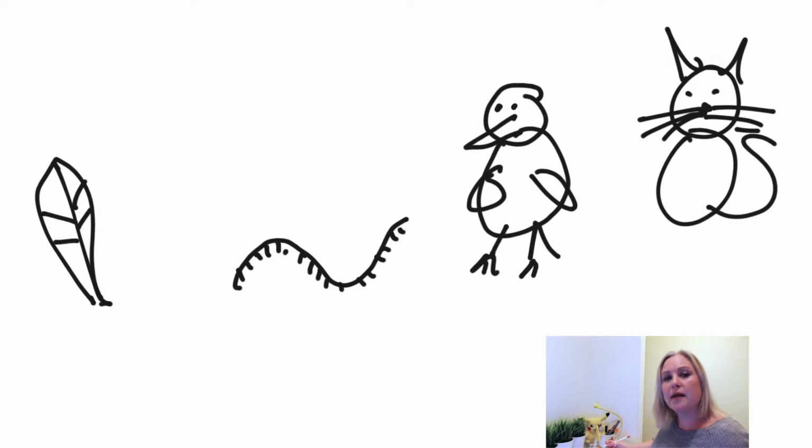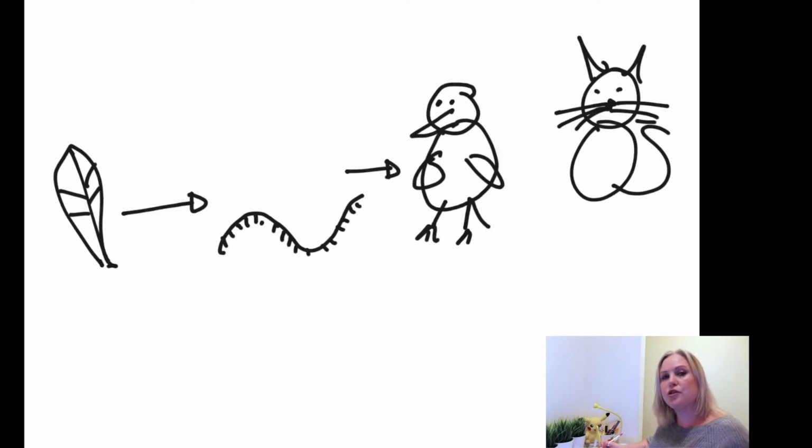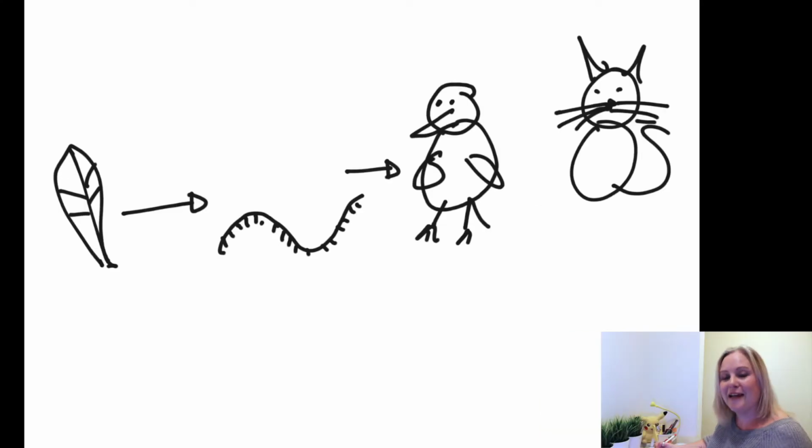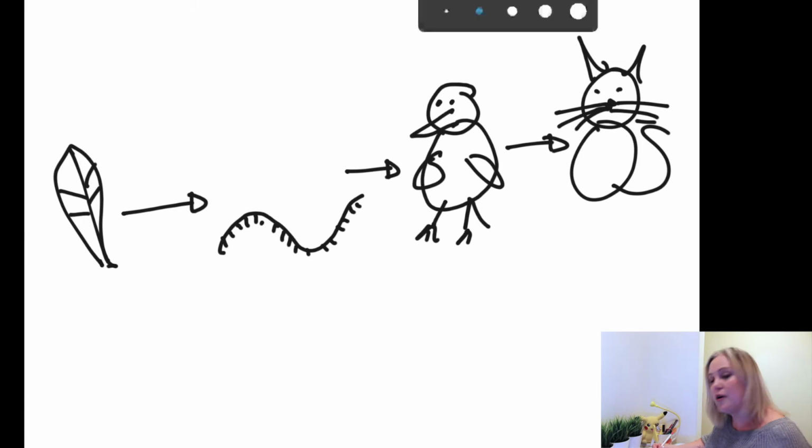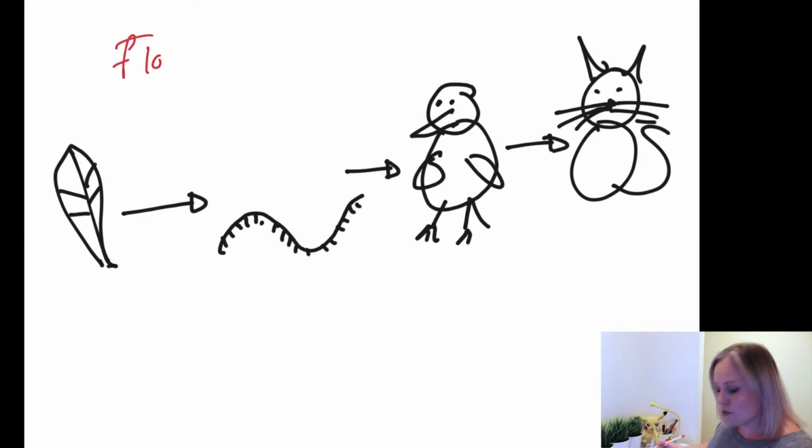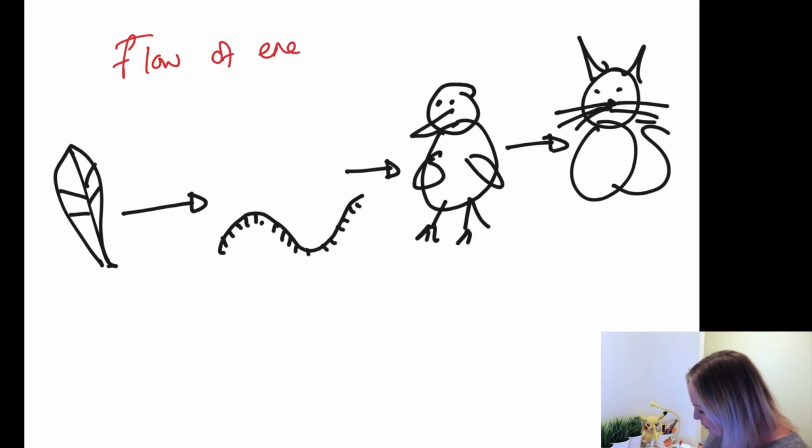So which way do the arrows go in the food chain? So do they go from leaf to caterpillar, or do they go from caterpillar to leaf? They actually go this way. They go from leaf to caterpillar, caterpillar to bird, bird to cat. And why do they do that? Because those arrows show the flow of energy. Okay, so that's our first thing to remember about food chains, what the arrows show, the flow of energy.